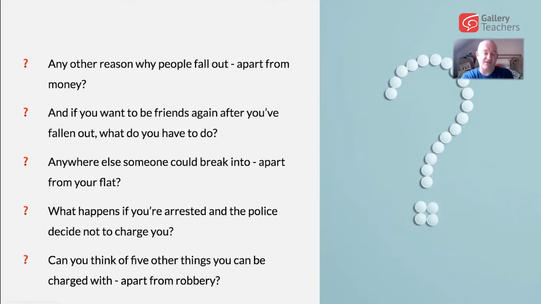Can you think of 5 other things you can be charged with apart from robbery? So you can be arrested and charged with. And again, when students are answering these kind of questions, if you're in a monolingual classroom and you're a bilingual teacher, your students might answer these questions using L1. So they might kind of go, I don't know the word in English, but how do you say blah, blah, blah? And you go, yeah, okay, you've got the right idea. Anyone know how to say that? No? That's manslaughter in English.